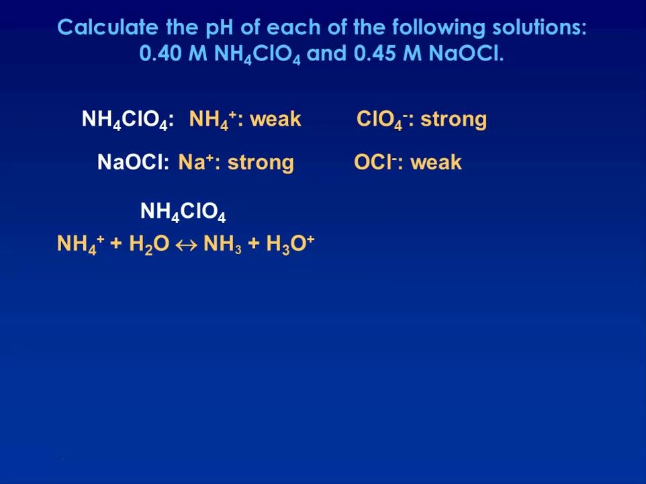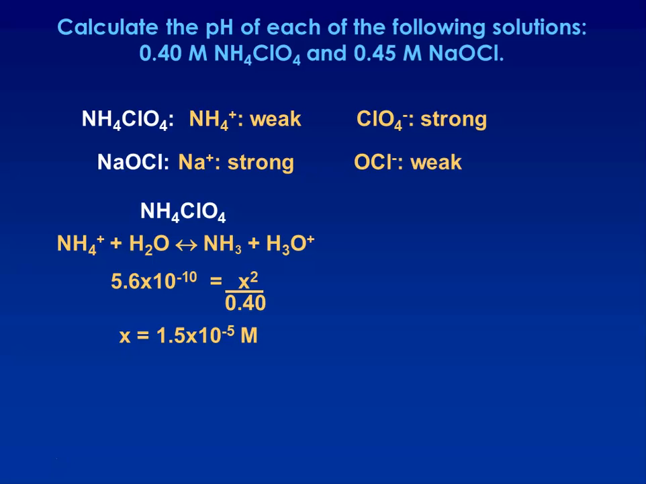I have my Ka value I can get from my chart, 5.6 times 10 to the negative 10th. This is the first time you're seeing me not set up an ice chart because, as we've seen in those previous problems with weak acids and weak bases, you don't have any of the products, you only have the reactant. Look at that concentration of NH4 plus. It's the same as NH4ClO4, and it's 0.40 molar, which is substantially larger than 5.6 times 10 to the negative 10th. If I go through and solve for x by assuming the change in ammonium would be negligible, I get an x of 1.5 times 10 to the negative 5th.